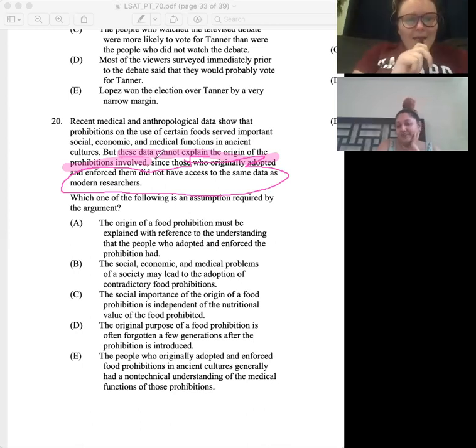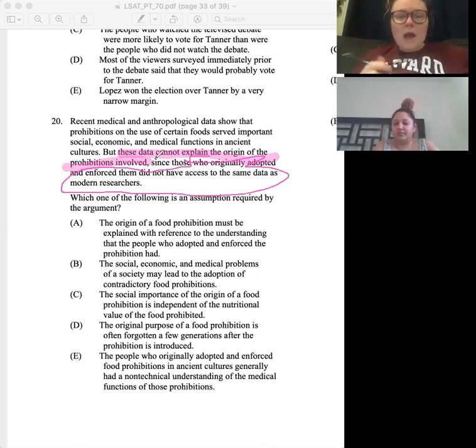It didn't make any sense to me, honestly, because obviously those people in ancient cultures aren't going to have access to research. So essentially, they are assuming that if we do not have access to the same information, we can't know what started it. Doesn't make sense to me, but that is what they are assuming, right?